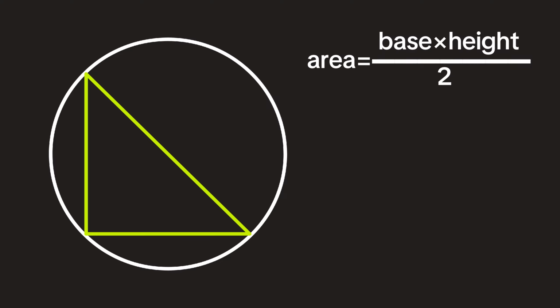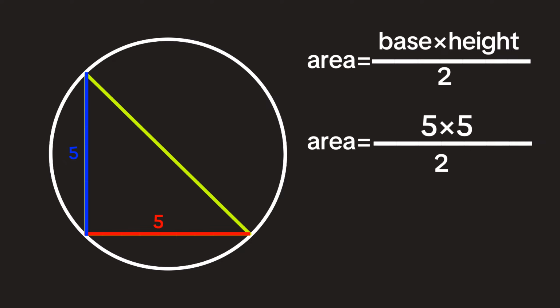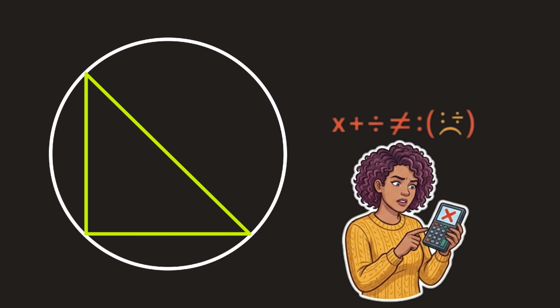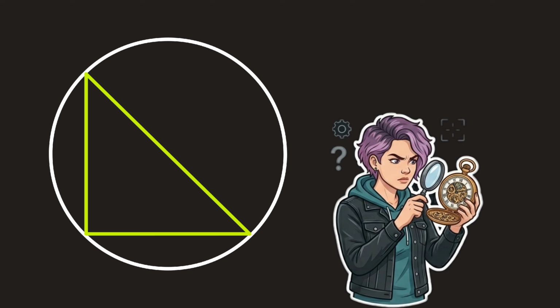Then they look at the drawing and think, oh, the bottom line looks like the radius, so the base is 5. The vertical line looks like the radius, so the height is 5. They plug it in, half times 5 times 5, and they get 12.5 square centimeters. Wrong. Absolute trap.